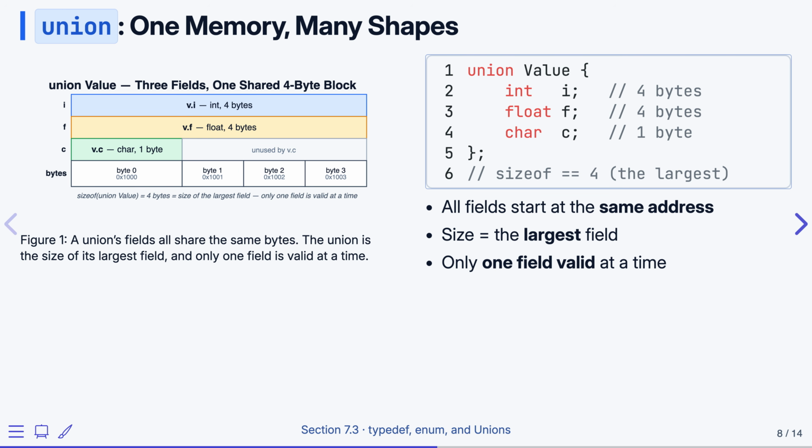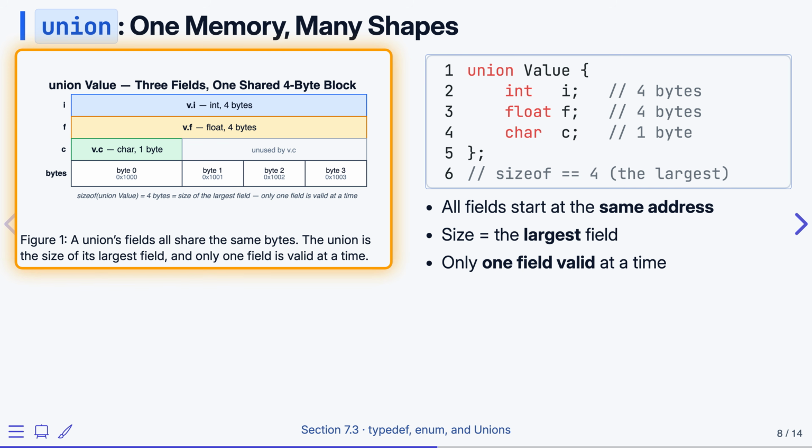Third, union. A union looks like a struct but with a crucial difference. In a struct, each field gets its own storage. In a union, all fields share the same memory. Union value has an int i, a float f, and a char c. In a struct that would be at least 9 bytes, but the union is only 4, the size of its largest field.